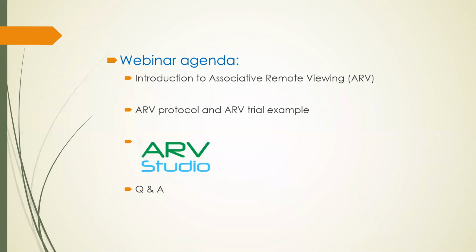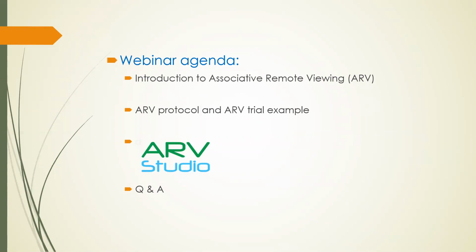Then I will go to the ARV protocol, how we can use the ARV protocol to make decisions about some questions. And we will do a first ARV trial as an example, and it will be a manual example. We will do it as if you're doing it manually, without the assistance of any computer or any software. Then after that, we will see how we can do all that with my software called ARV Studio.